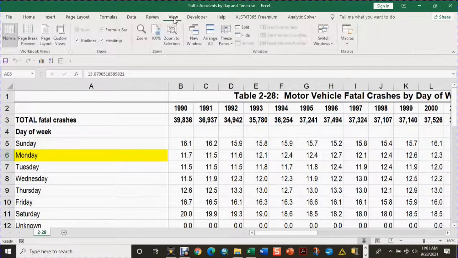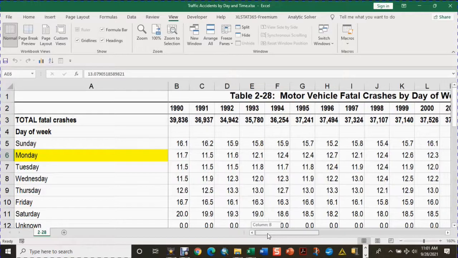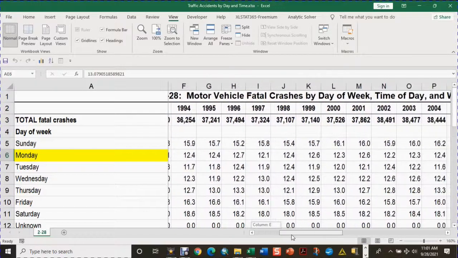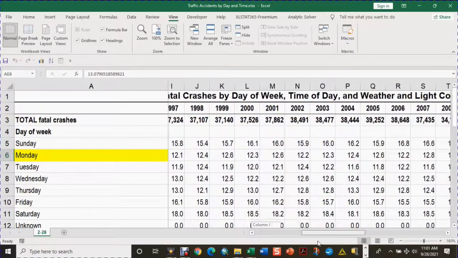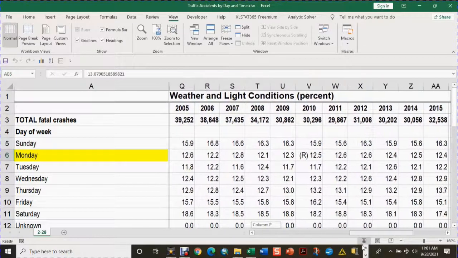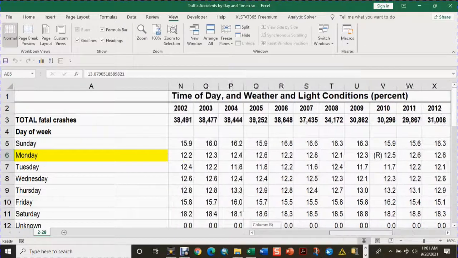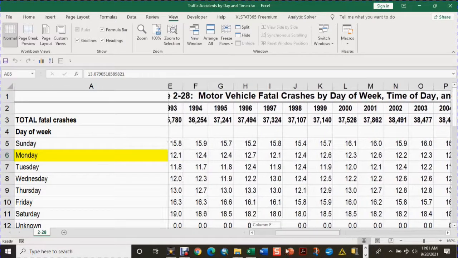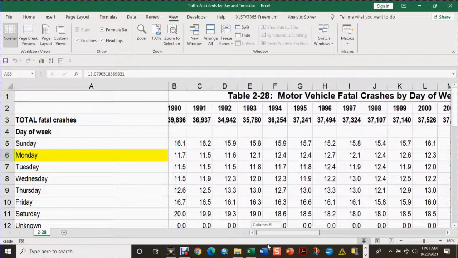Not just day of week and time, but it also includes things like weather and light, dawn, dusk, that type of thing. So we're only going to take day of week and hour of the day, and to be able to figure out exactly what we want to do from the standpoint of being able to use this to help us determine what is the probability of us having a fatal crash on a Monday at 8 a.m.